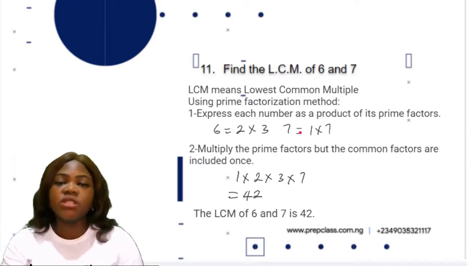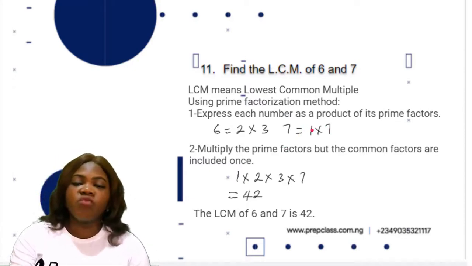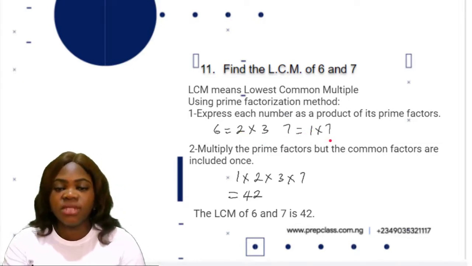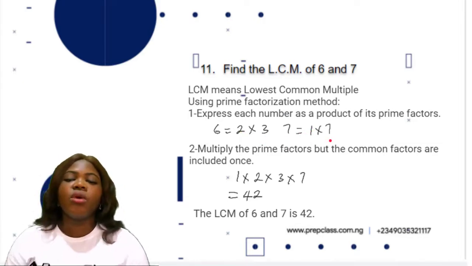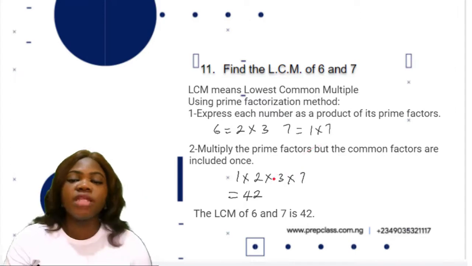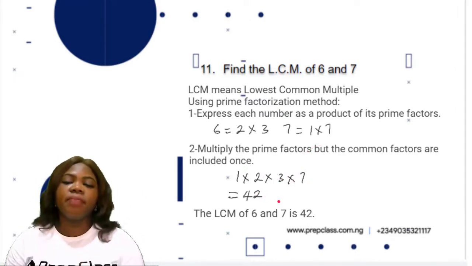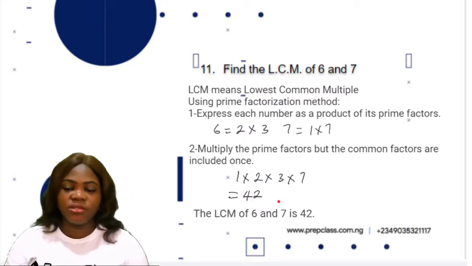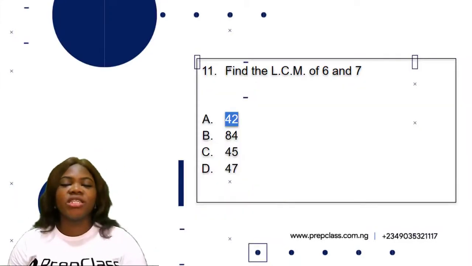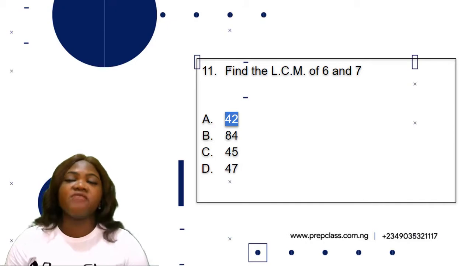So we start from the smallest prime factor. So we have 1 times 2 times 3 times 7. Okay, so 1 times 2 is 2, 2 times 3 is 6, then 6 times 7 is 42. So the LCM of 6 and 7 is 42. Okay, so the correct option here is option A, 42.